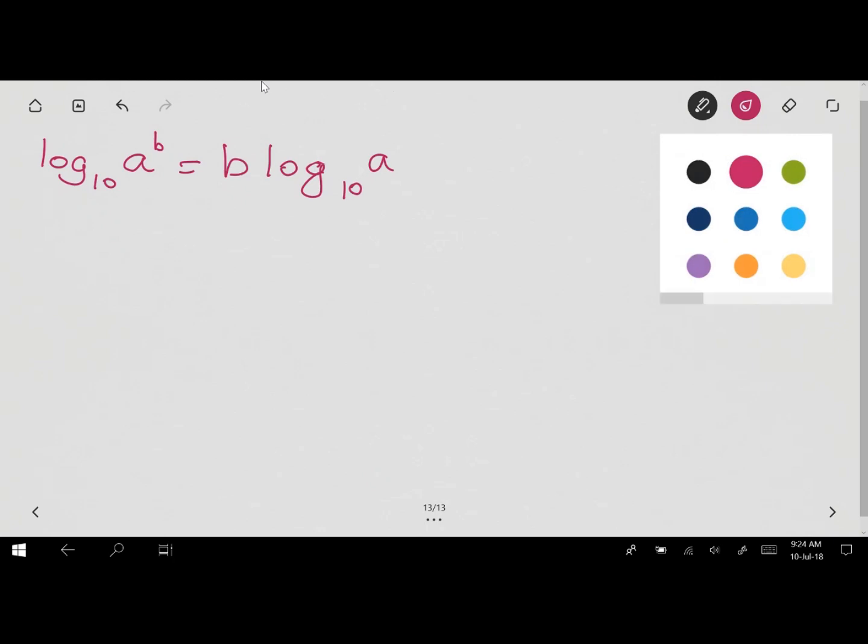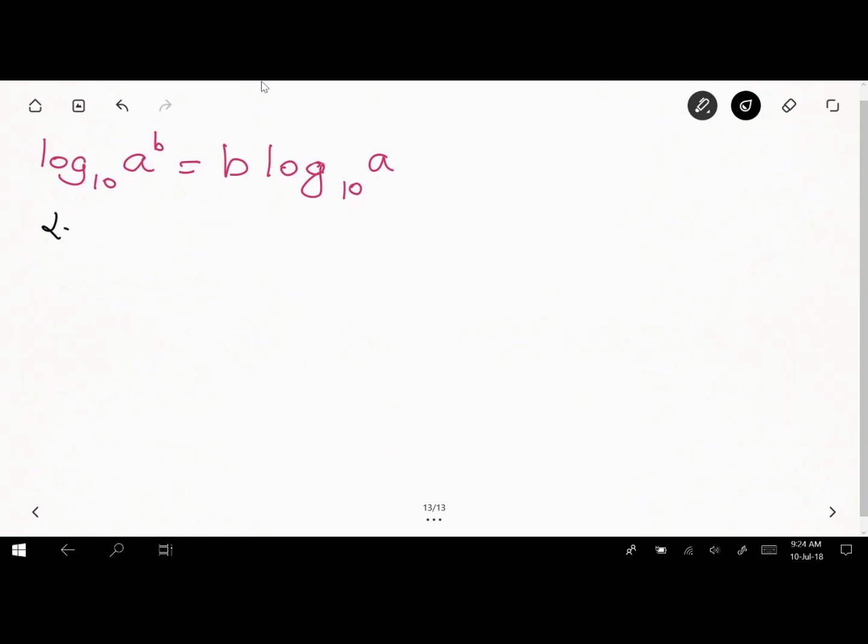First and foremost, let y equal log 10 a. What we do is we inverse log it, so this should be 10 to the power of y is equal to a. Remember? Now we raise both sides to the power of b.